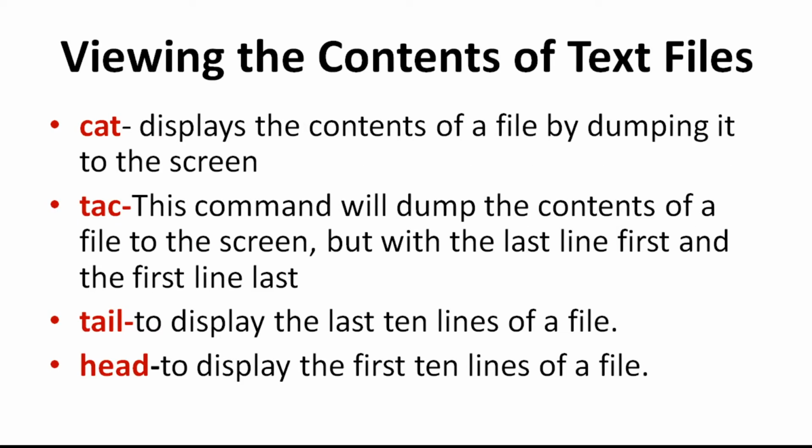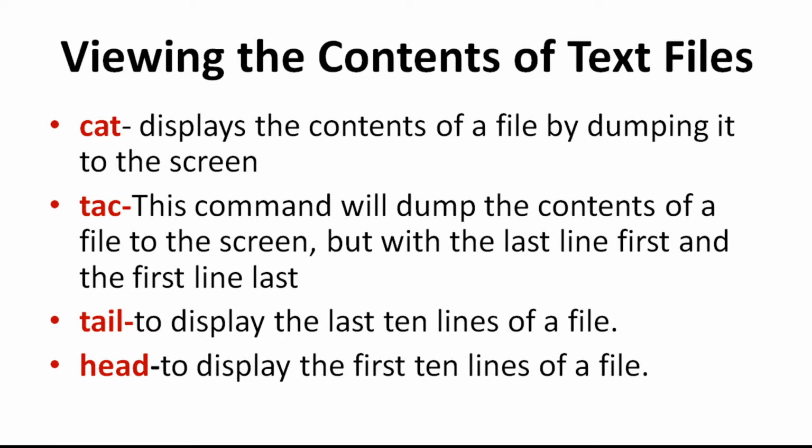more. The cat command would display the content of the file by dumping it to the screen, but the tac command would dump the content of the file in reverse. That is, the last line of the file would be placed in the first line and the entire content would be placed after that, and the first line would be there in the last part of the file.